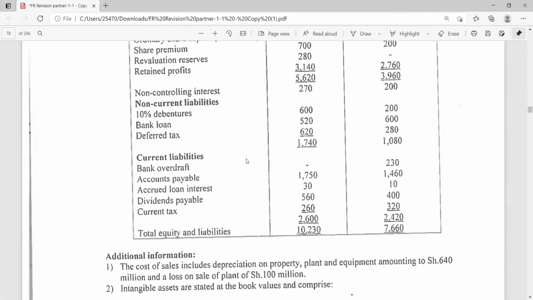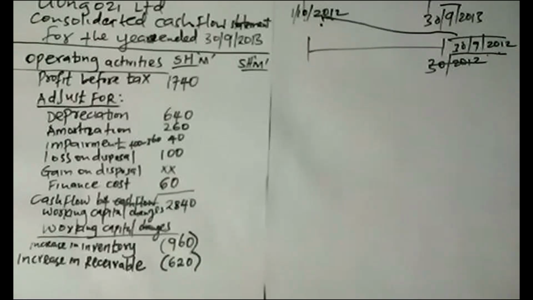So we go to the current liabilities. You can see we have bank overdraft. Again, we cannot consider bank overdraft. Bank overdraft is also a cash and cash equivalent item, because once you have cash, obviously you have to pay your overdraft immediately. On this scenario now, I have to consider accounts payable. Did it increase or decrease? It increased by 290.